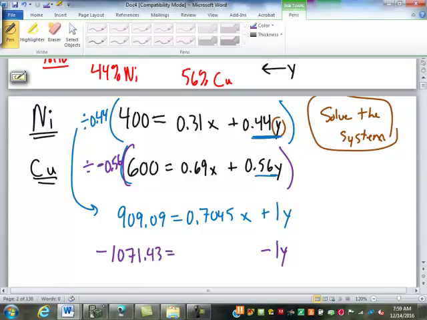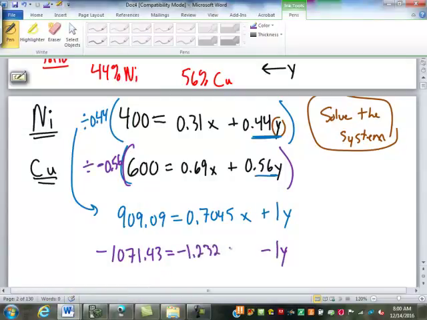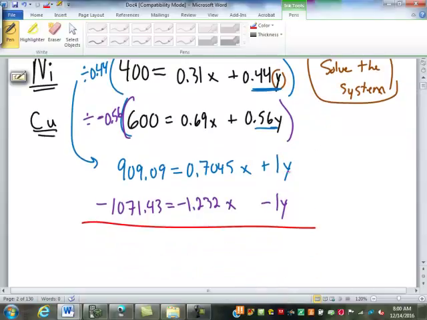Negative 0.69 divided by negative 0.56. So 0.69 divided by negative 0.56 is a negative 1.232x. And then they got the negative 1y. So now you can see this looks like our equations we had yesterday, or actually 2 days ago, actually last Friday. If I add my columns, I've got 909.09 plus a negative 1071. So I get a negative 162.34 there.